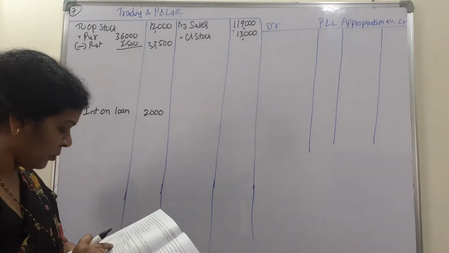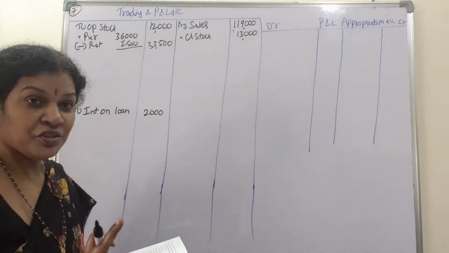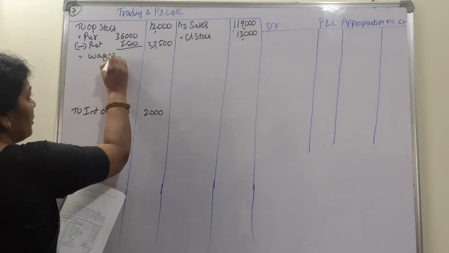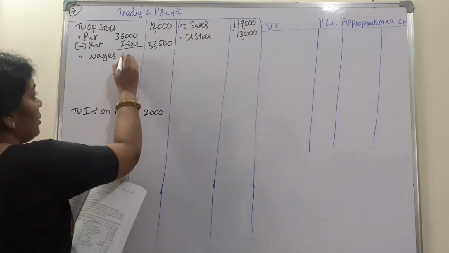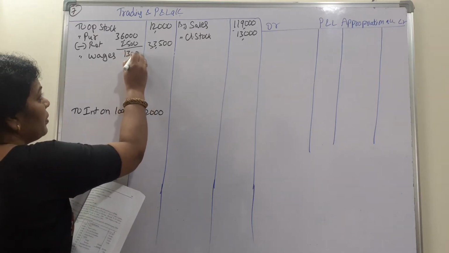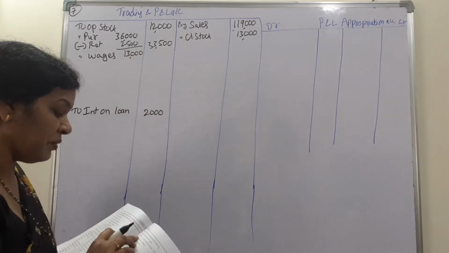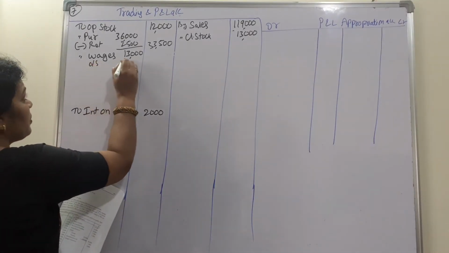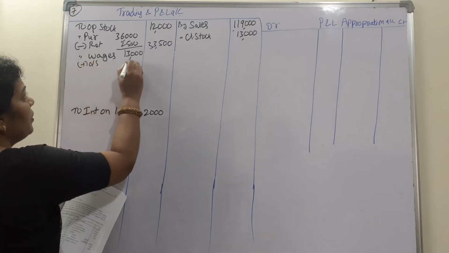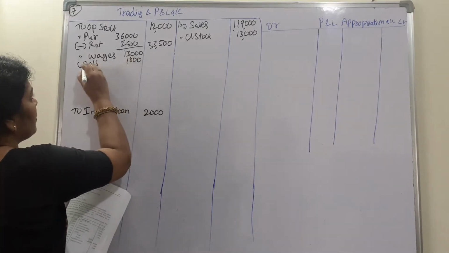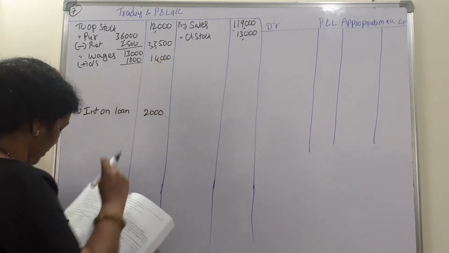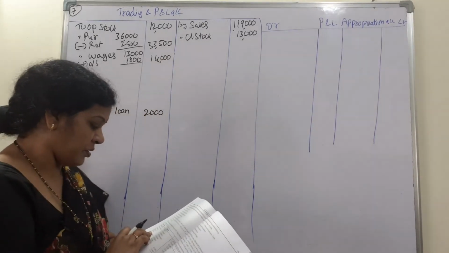Next, purchases are over, then wages. There is an adjustment for wages, so we'll write the wages in the inner column, trading account, 13,000. What is that adjustment? Wages due means outstanding wages of 1,000. Outstanding, add 1,000, so 14,000. Wages are over.